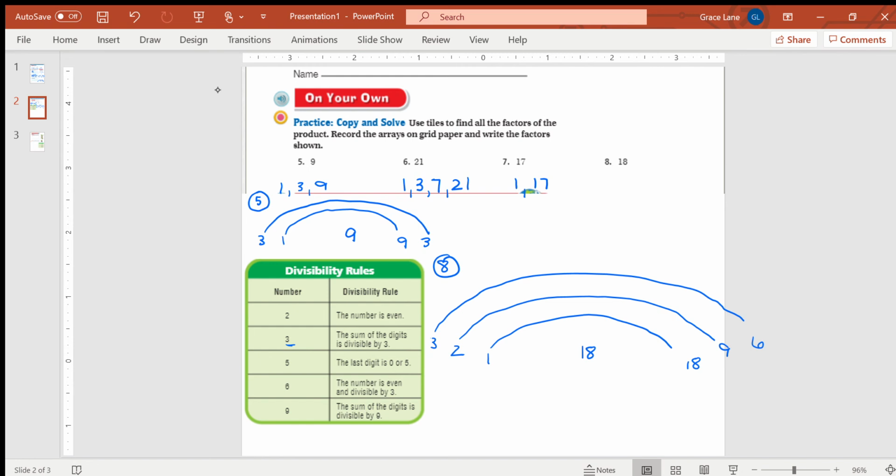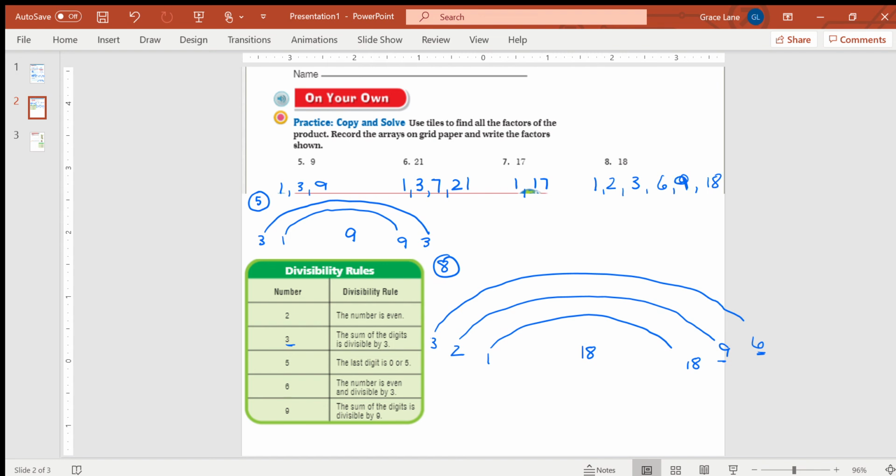The last digit is a 0 or a 5? That is not true, so it can't be divided by 5. And then 6, we already listed as a factor. So I think we got them all, because for 9, we also already listed that as a factor. So my factors for 18 are 1, 2, 3, 6, 9, 18. That's a 9.